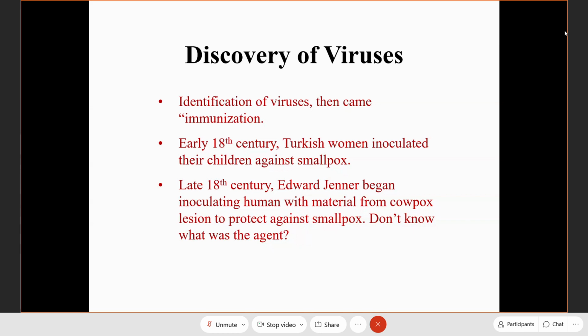So the smallpox virus is still being stocked by the American government, the US government, because they're afraid of the potential WMD, weapon of mass destruction.